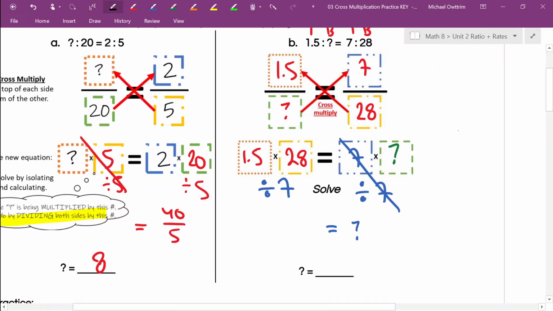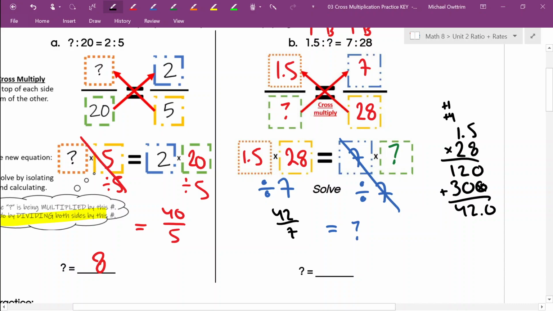So 1.5 times 28, you could long multiply that or use some mental math to figure it out. 8 times 5 is 40. 8 times 1 is 8, plus 4 is 12. Placeholder is 0. 2 times 5 is 10. 2 times 1 is 2, plus 1 is 3. So we have 42 divided by 7 is equal to question mark, which 42 divided by 7 gives us 6.